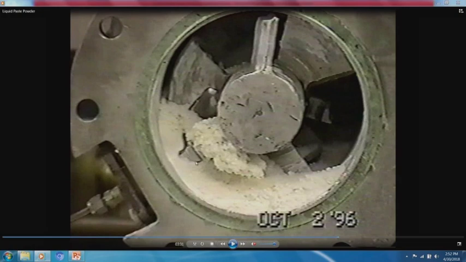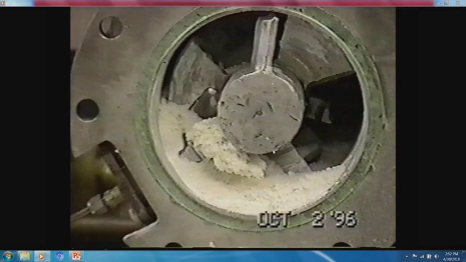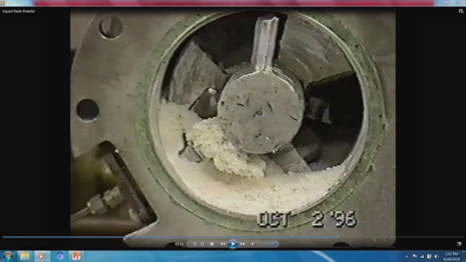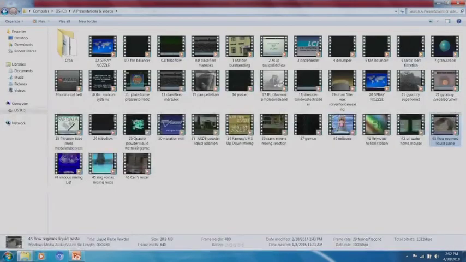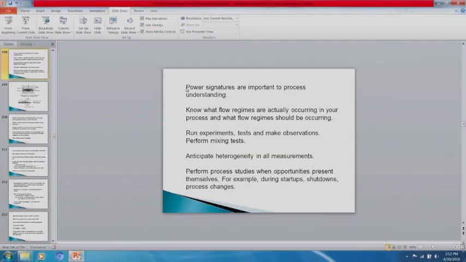Talk a little bit about here. Here's a breaker bar back in here. We have a rotating impeller. We have a big clunker there. Now that will stay there forever and ever and ever and not be mixed in. But we have different flow regimes. We have different torque or power draw on the motor. We can use that to advantage. That's what I mean when I say power signatures are important to process understanding.